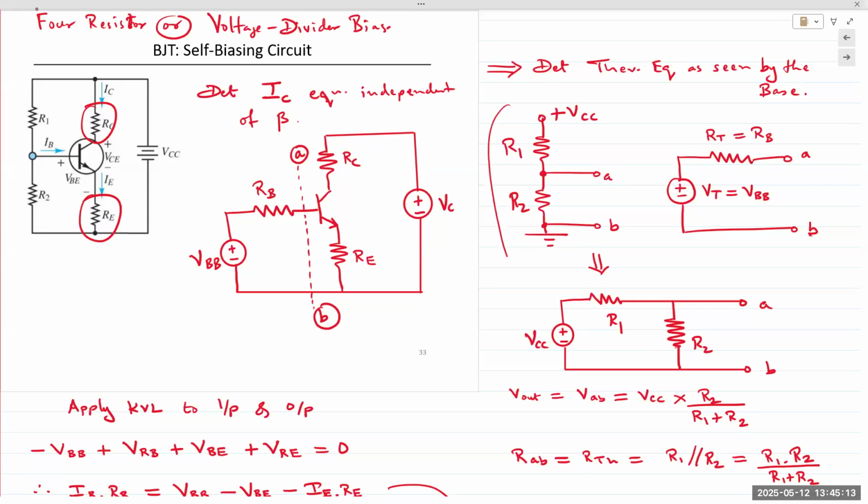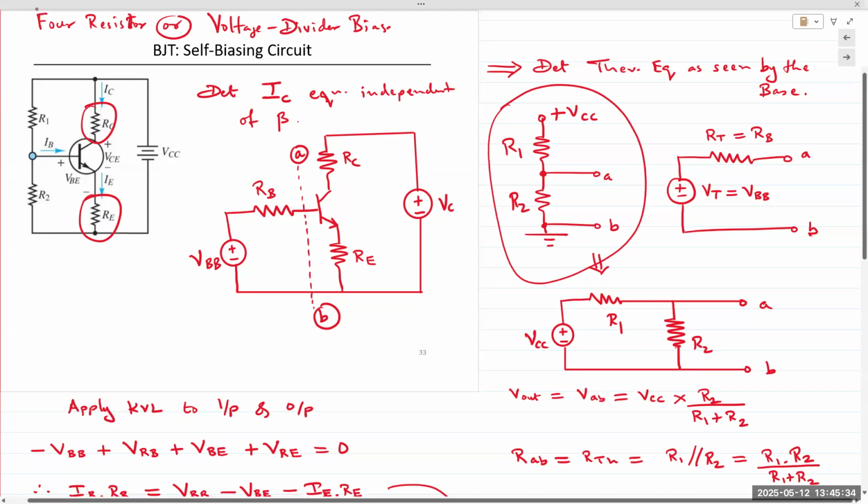If you look at the equivalent circuit here, you see there's a voltage that we are applying. That voltage comes from the VCC that is also on the collector side. So it's the same voltage on both the collector and the base side.